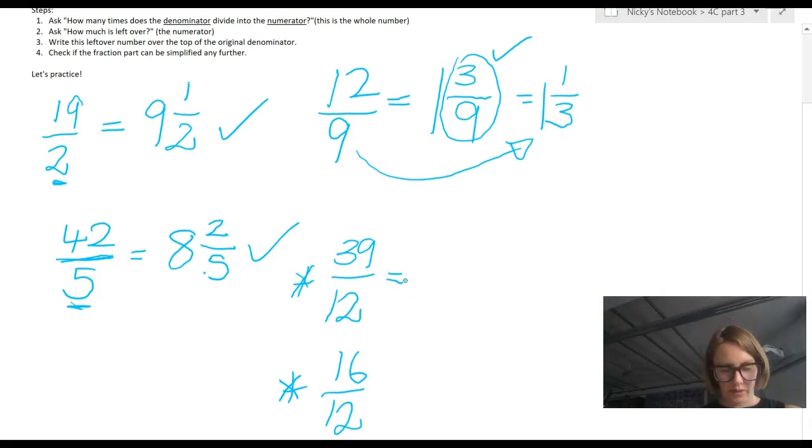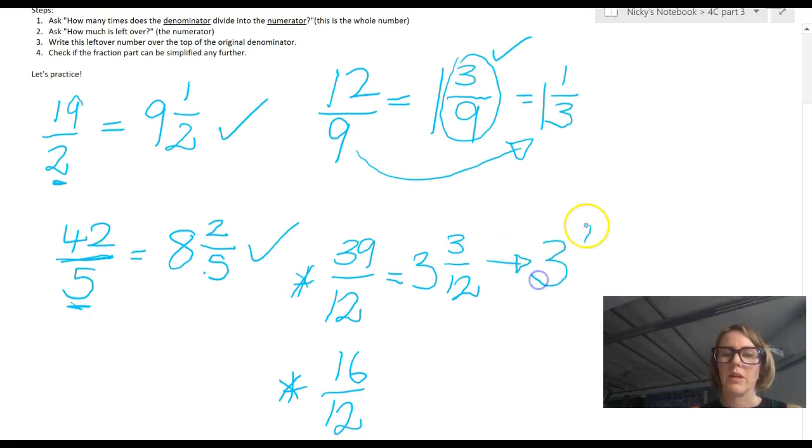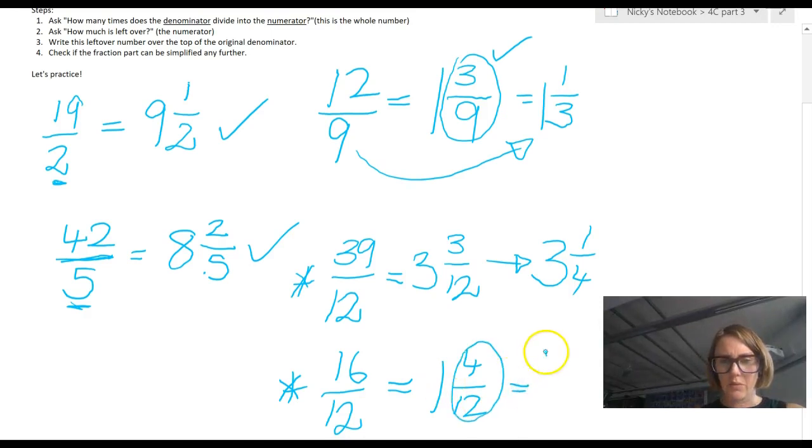Okay, so hopefully you're asking yourself, how many times does 12 fit into 39? Okay, it fits in 3 times, that gets me to 36. And then I've got 3 over 12. So again, just like this example above, that actually would need to be simplified to 3 and 1/4 as a final answer. Okay, now we've got 16 over 12, so how many times does 12 fit into 16? It fits in 1 time, and then I've got 4 over 12 remainder. So again, I need to simplify this bit a little bit more to make it 1/3.